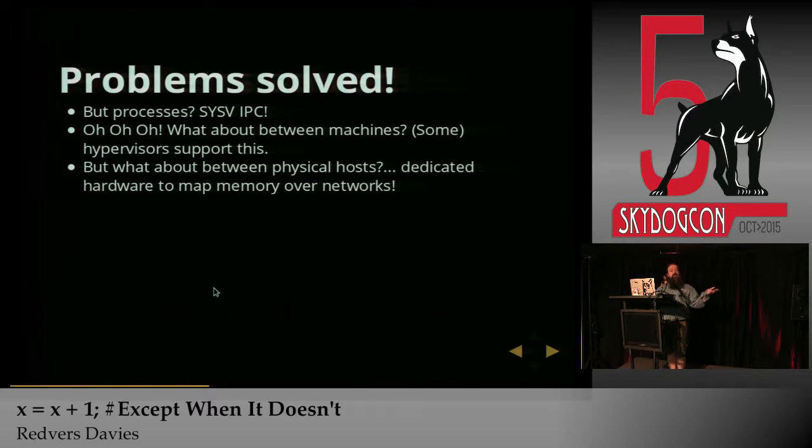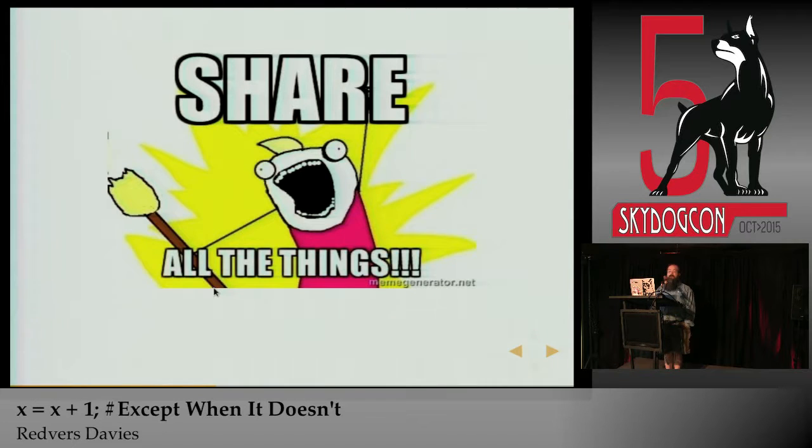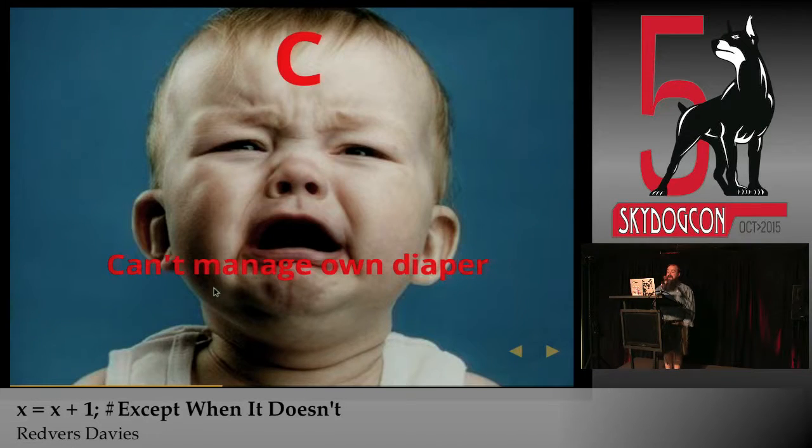And since we also want to do this memory sharing across processes, we've got System V IPC, so we can do that. And between machines on VMs, well, now we've got hypervisors that will actually let us share memory between virtual machines, which is awesome, because I can now read memory from arbitrary machines with bad credentials. And then for physical hosts, you can buy dedicated hardware which will map memory from one machine to another. So it actually looks to the hardware as memory, but really it's all going backwards and forwards over the network. So we have solved all of our scaling problems because we have shared all of the things.